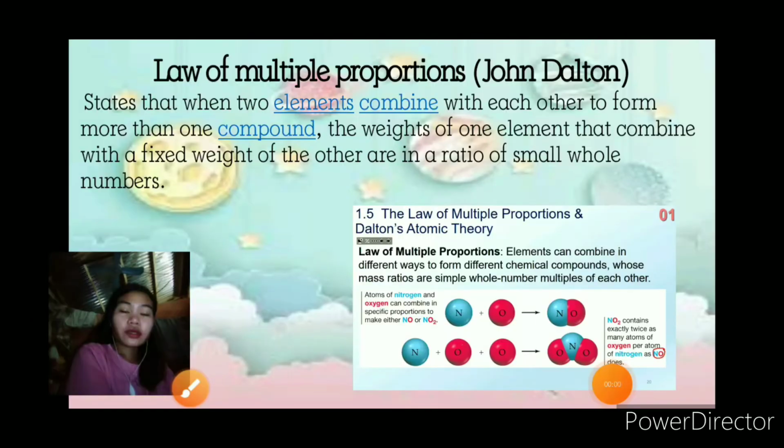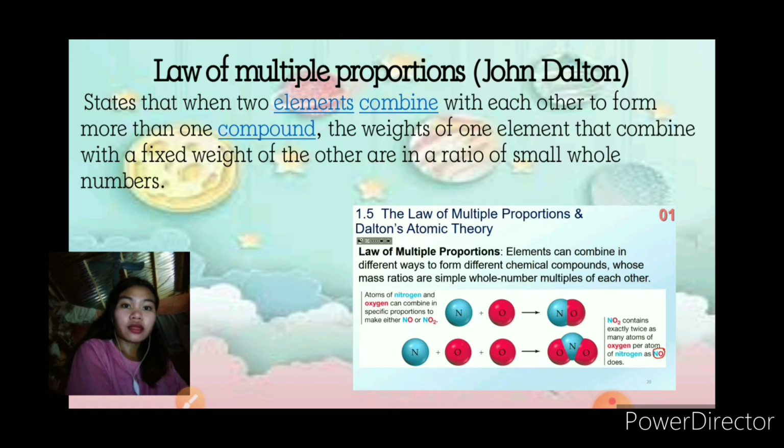The third law is law of multiple proportions. So kani pod, ang law of multiple proportions is gi-propose ni siya ni John Dalton. So law of multiple proportions states that when two elements combine with each other to form more than one compound, the weights of one element that combine with the fixed weight of the other are in a ratio of small whole numbers.